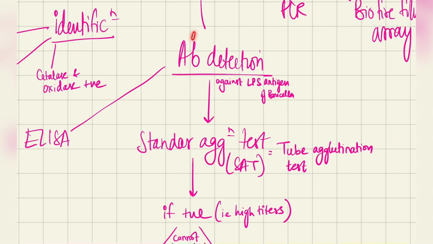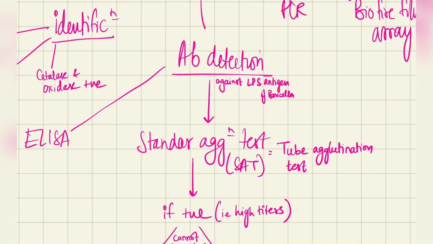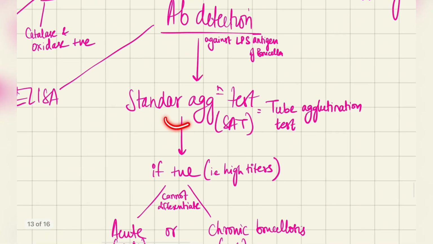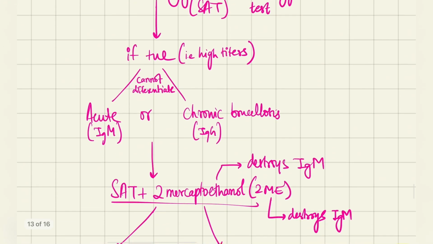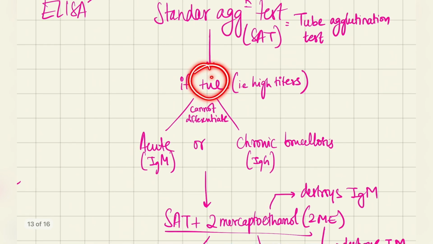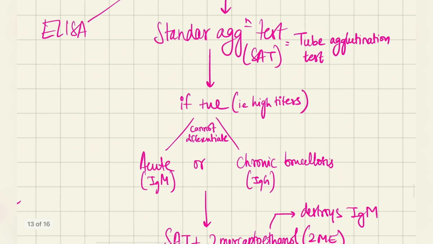Basically, we're trying to detect antibodies against LPS antigens of Brucella. Remember, we talked about the virulence factor LPS antigen. We're trying to detect antibodies against that. So this standard agglutination test is basically a tube agglutination test, which if positive, there will be high titers of these antibodies we discussed.